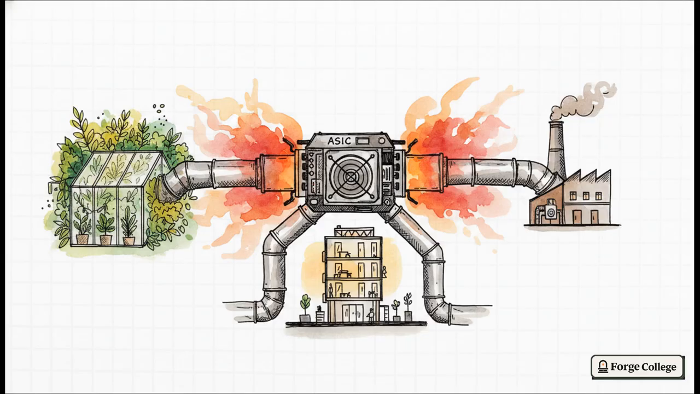Yes, you heard that right. You can grow tomatoes with the exhaust of Bitcoin mining. Miners are taking the low-grade heat generated by their ASICs and using it to warm up local agriculture, heat office buildings, or even provide process heat for local manufacturing. It's a fantastic way to create a secondary revenue stream that offsets your net electricity expenses.